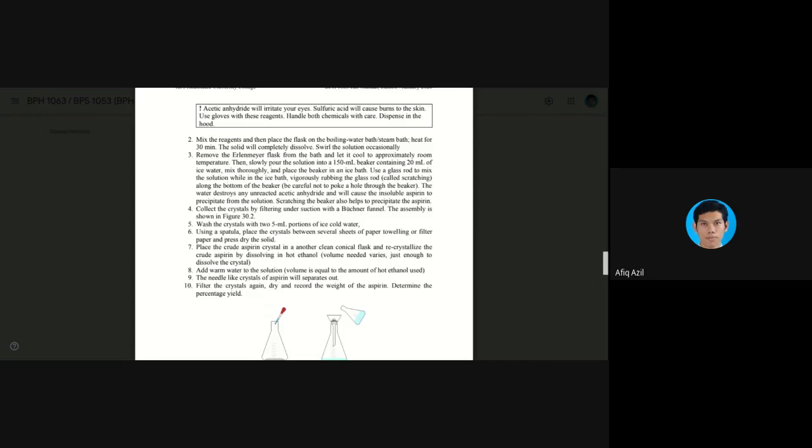The reason why we do this is to force the product, which is the aspirin, to crystallize out or to solidify. So they will form crystals, so then only it can be separated. That will be done in step 4.